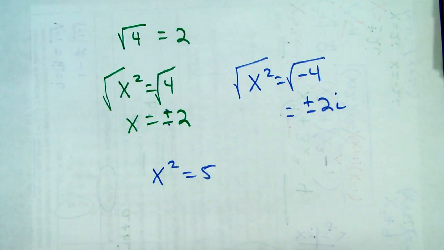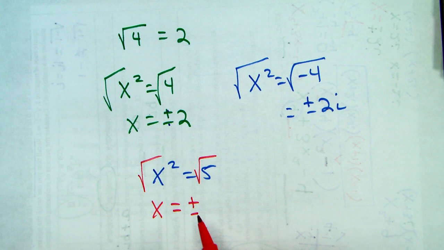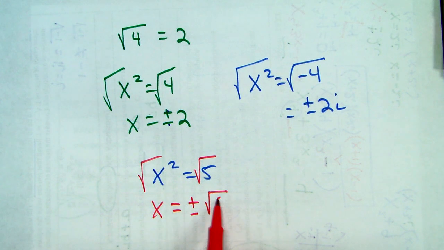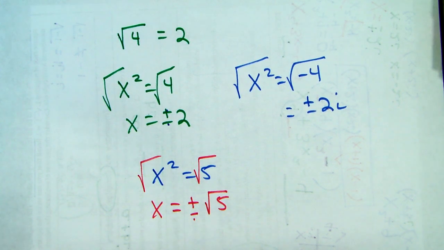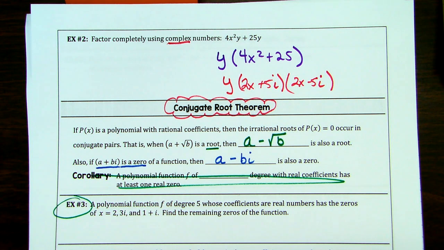If I said solve that, you go square root, x equals plus or minus, and we'll just leave it as the square root of 5, or you could put it in your calculator and get a decimal. But you're always going to get two solutions, okay? So radicals and i's, when we're finding the solutions, always travel in pairs.